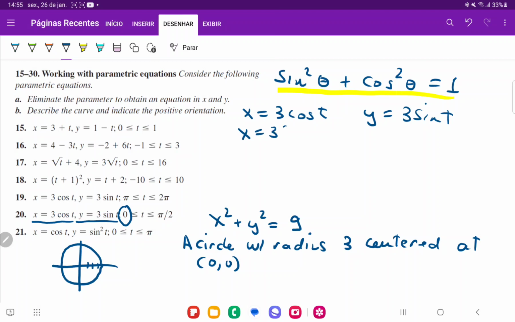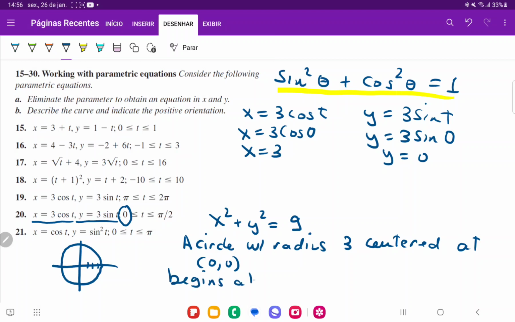So x is going to be 3 times cosine of 0, and cosine of 0 is just 1, so x is equal to 3, and y is going to be equal to 3 times sine of 0, and sine of 0 is just 0, so y is equal to 0. So where the parameter begins at t equal to 0, the corresponding point where the curve begins is at x equal to 3, y equal to 0. So we're going to say it begins at the point 3, 0, so that's the starting point of the trajectory.